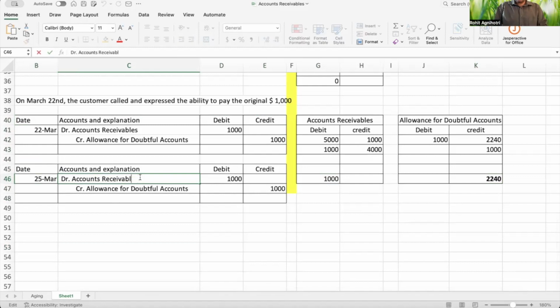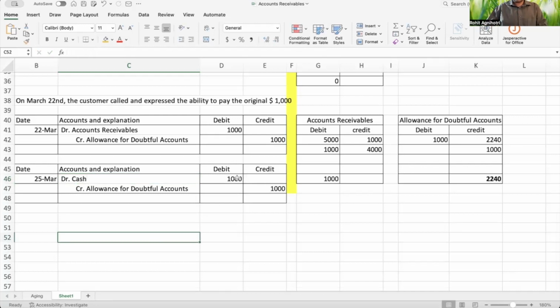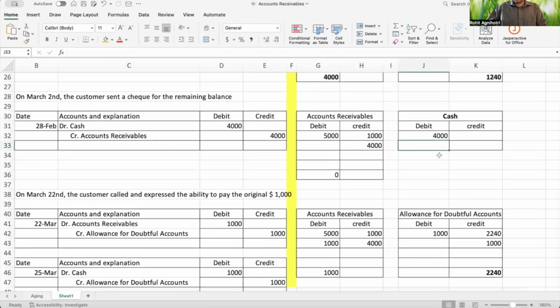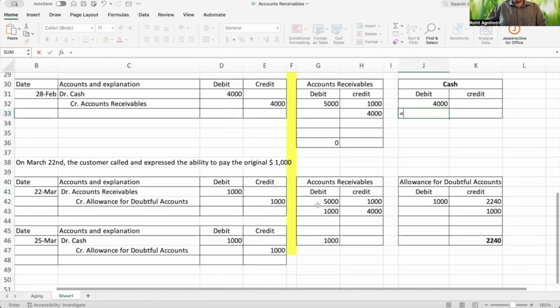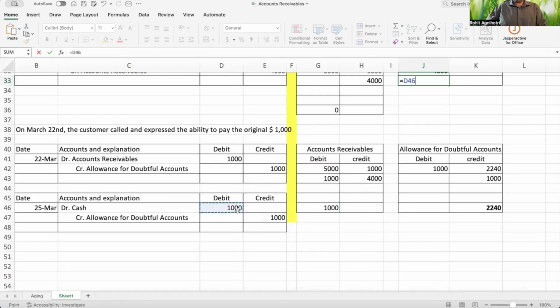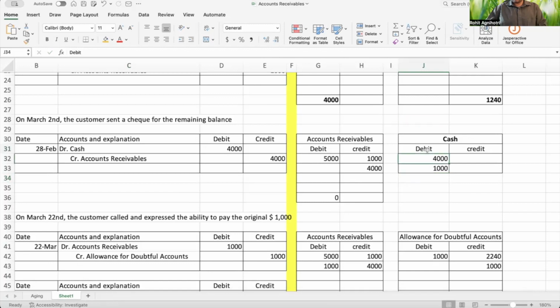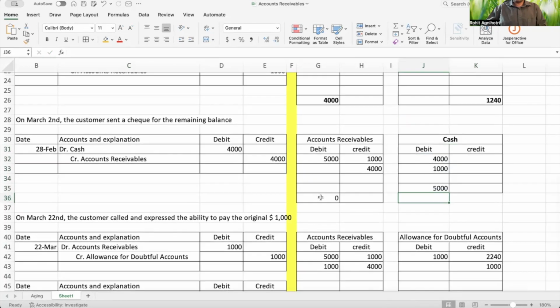And what are you going to do? That check you will take to the bank, and you will debit your cash account for $1,000. Now you have cash of $5,000. You can see, $4,000 you collected before, $1,000 you collected now. That is your new balance, $5,000.